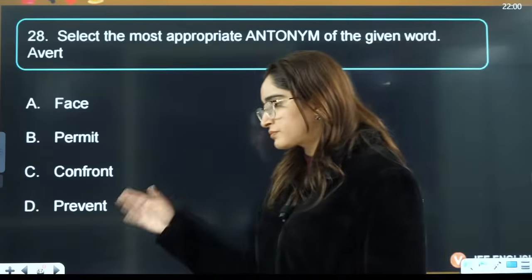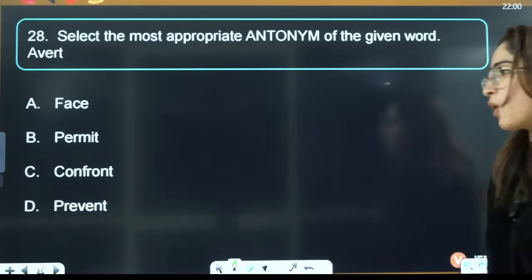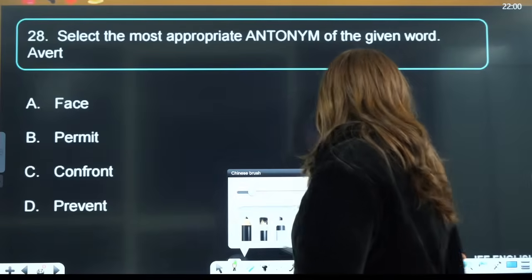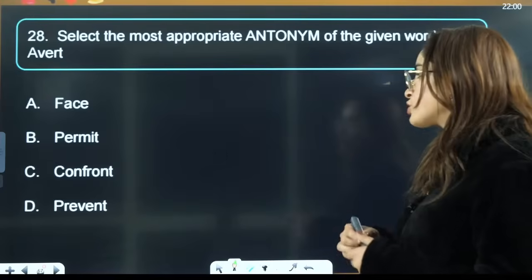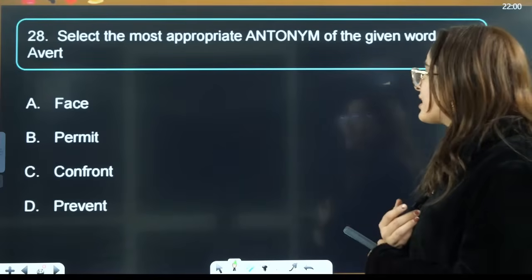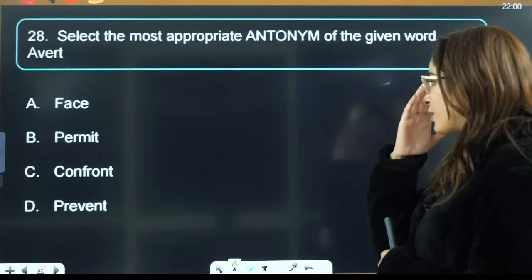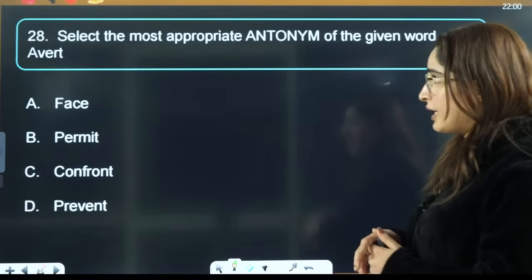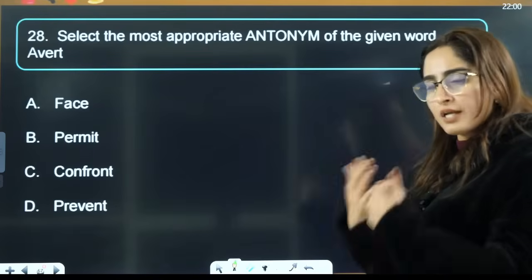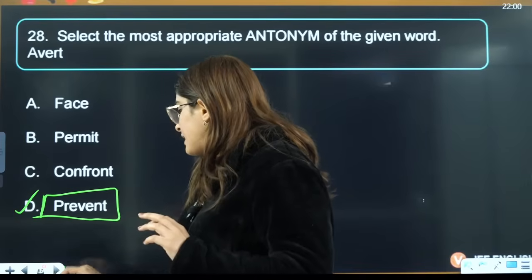Just select the odd one out, you will be able to answer this question. Tell me. Face, to face someone. Permit also. Permit, face and confront are the same thing, right? Permit is also towards that thing only. Avert basically means to confront something only. So prevent will be the opposite of that, not to do this, right?